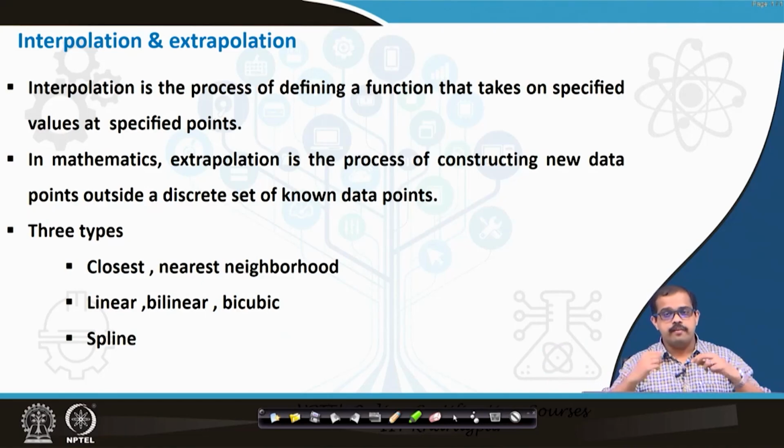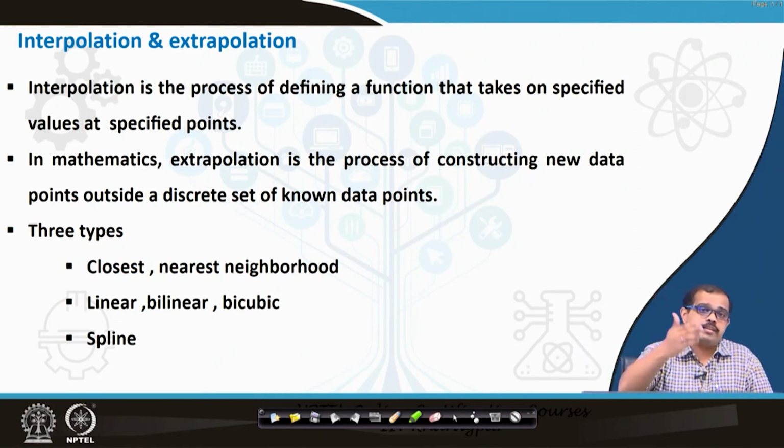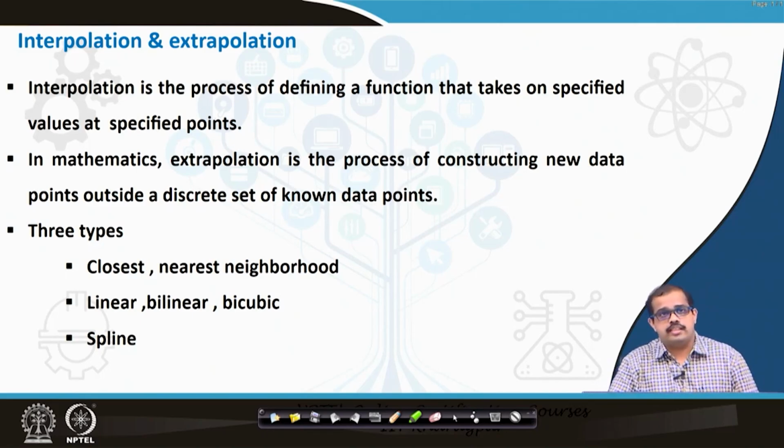Okay, in between. Extrapolation is outside these 2 points. So, when you are looking at it, the easiest, least computational way is using nearest neighborhood. Then you have linear, bilinear, bicubic, spline. So, any kind of interpolation can be used in such analysis.